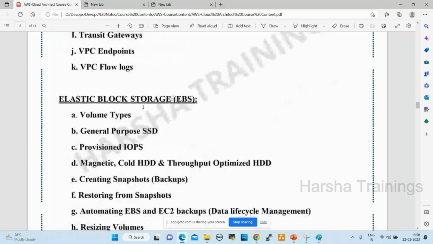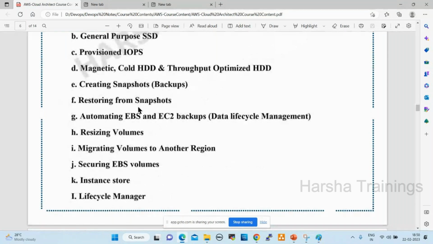Now, Elastic Block Storage, EBS volume. What is Elastic Block Storage? How can we create the volume? How can we attach the volume to servers? How can we work on volumes? How can we expand volumes? How can we delete volumes? How can we resize and migrate volumes? We'll do a deep dive. A volume is nothing but storage, server storage.